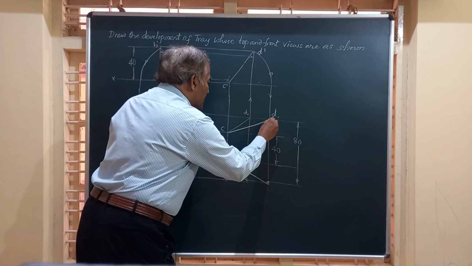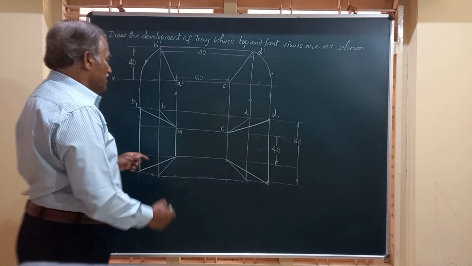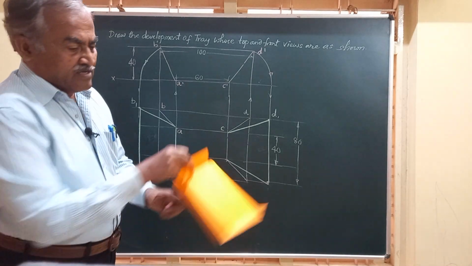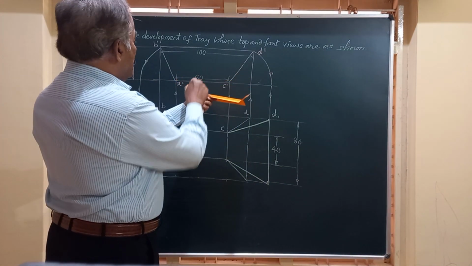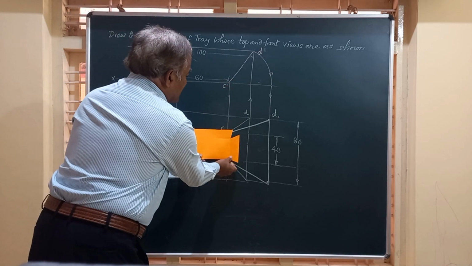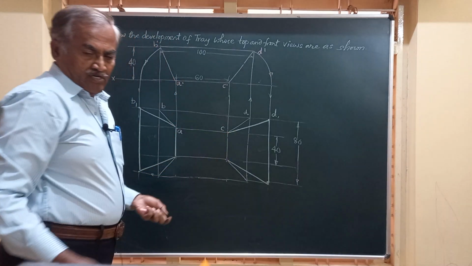So, write or join these two. Friends, this is the development for the left portion, and this is for the right portion. We have got it like this. The development is obtained something like this.